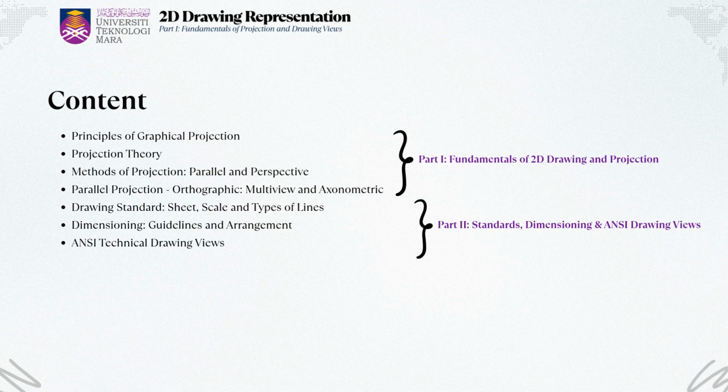To help you learn effectively, this chapter is divided into two lecture parts. Part 1 is titled Fundamentals of 2D Drawing and Projection. Here, we'll build your understanding of projection principles, theory, and the basic methods used to represent 3D shapes in 2D. Then, in Part 2, we will focus on the practical side, learning about drawing standards, how to apply dimensioning rules, and how to read or create ANSI-compliant drawing views.